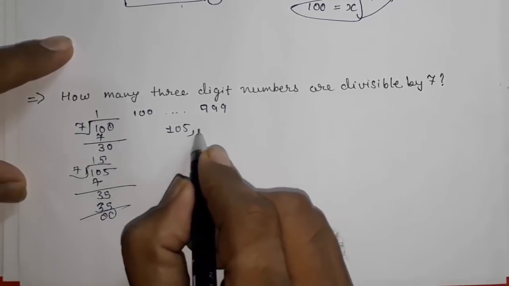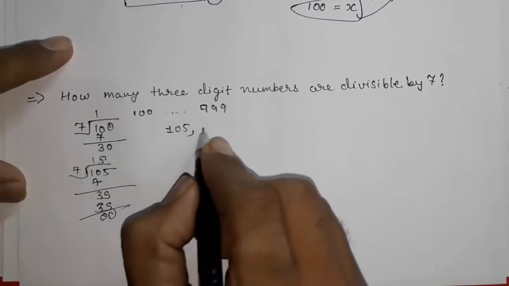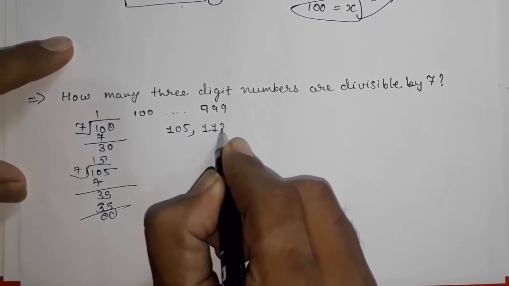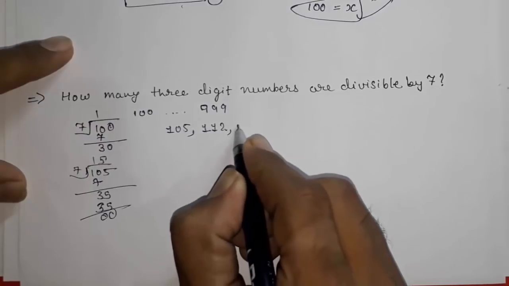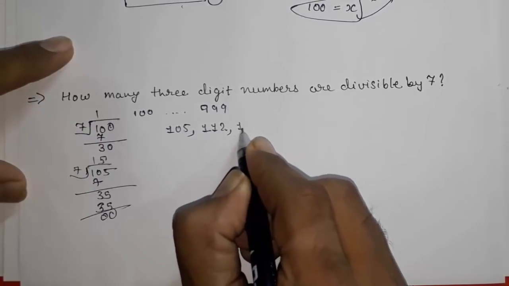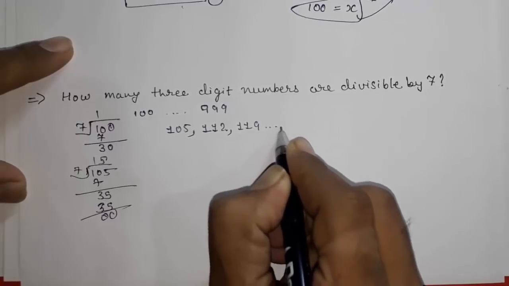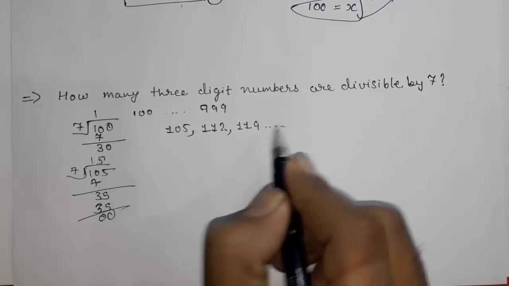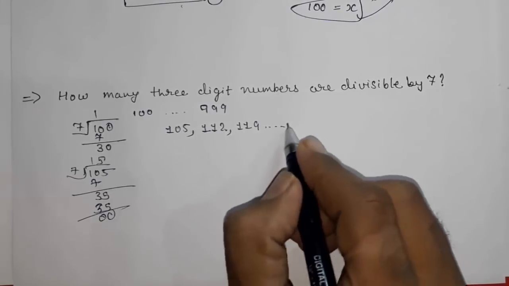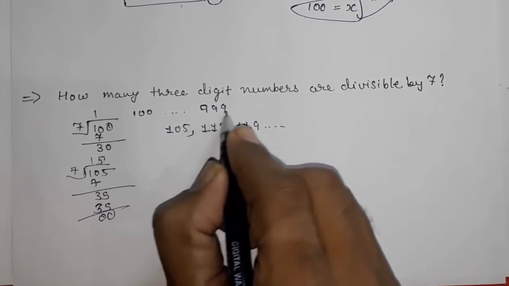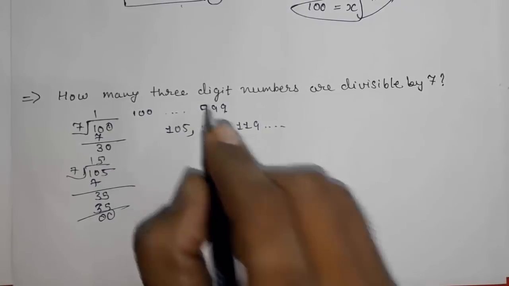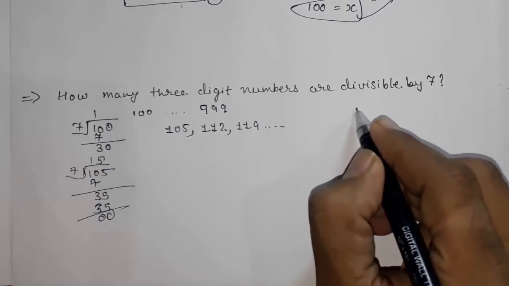Now we just have to add 7 and find out. Our next number will be 105 plus 7, 112. 112 plus 7, 119. And this way we can find out the next numbers. Now we have to find the last number, means the previous number before 999, or we have to check which is the last number divisible by 7.